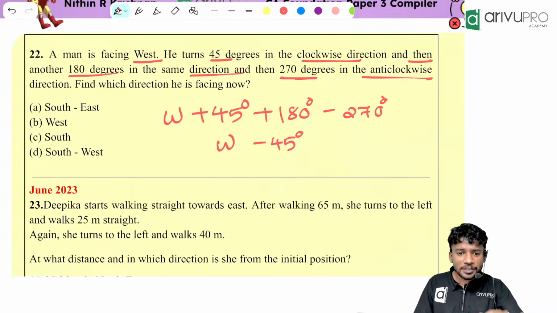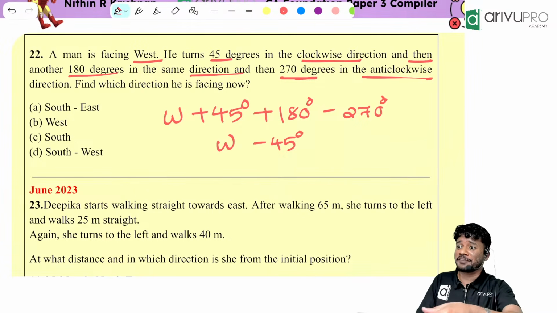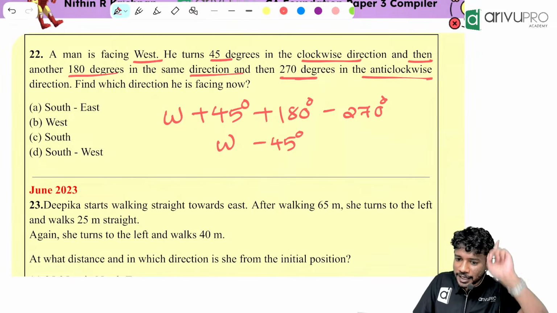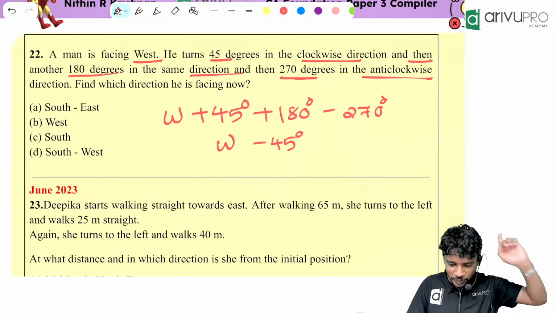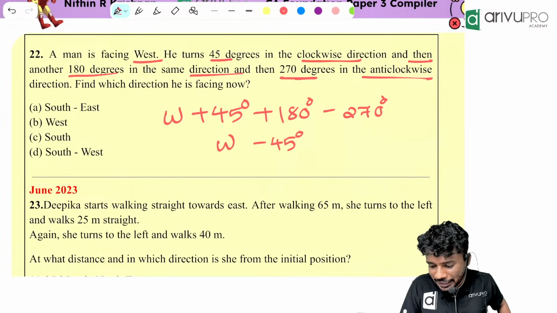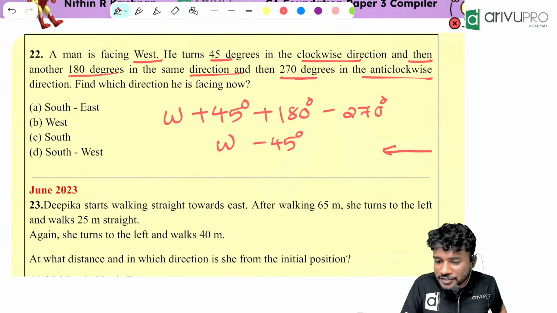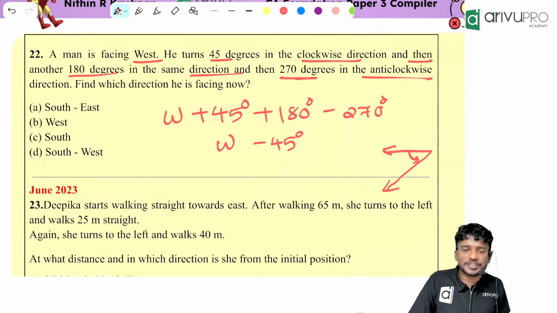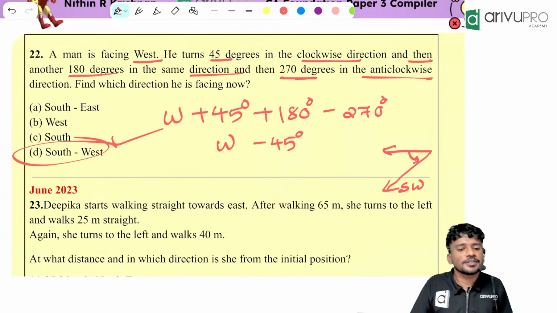Did we solve this in the past? Sometime back today we solved the same question. So see the repetition. Repetition will be there. That's how the exam is designed to be. West to minus 45 degrees. West is this way, minus 45 degrees means this way. This is the southwest direction. Option D is your answer.